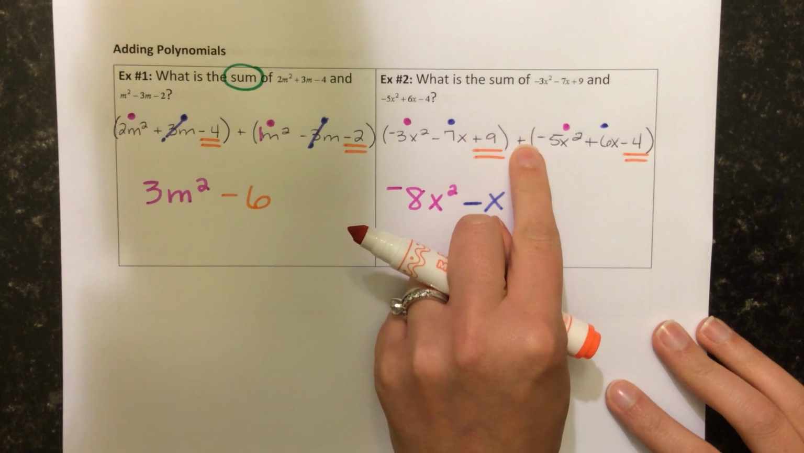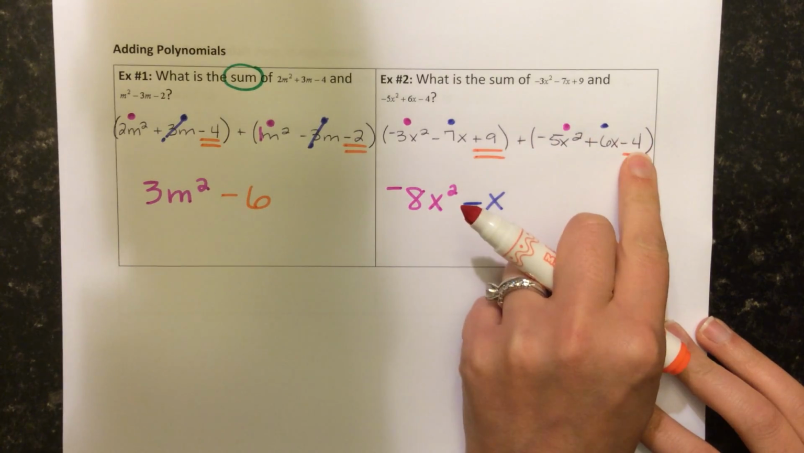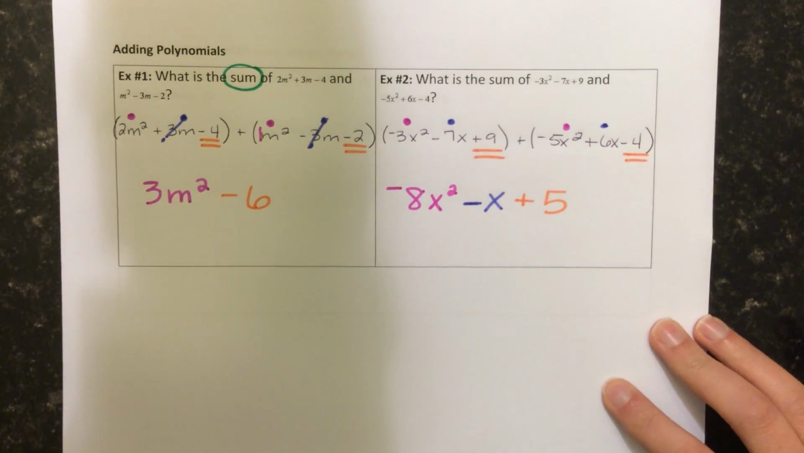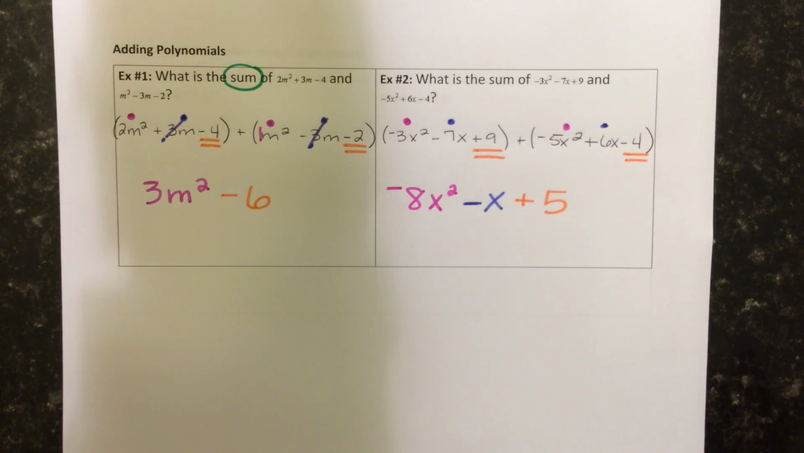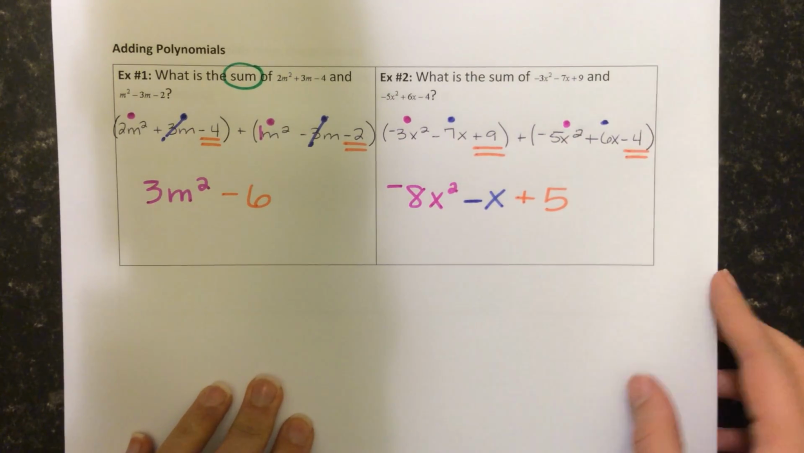Negative 9 plus negative 4 gives me a positive 5. And that's my answer. All right. So again, this shouldn't be brand new, but that's adding polynomials. You'll get class practice with this.